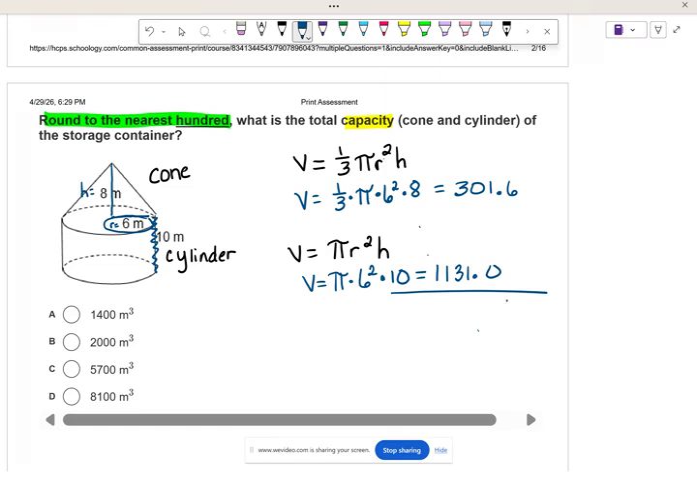6 plus 0 is 6. 1 plus 1 is 2. 0 plus 3 is 3. 3 plus 1 is 4. And 1. We have to round to the hundreds. The number in the hundreds place would be this 4. The 3 tells that 4 to stay a 4. So our answer would be 1,400. We were measuring in meters, so our volume would be meters cubed. That is answer A.